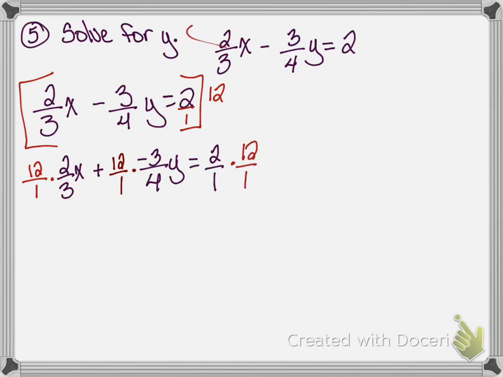Okay, whoops, sorry about that. So now I'm going to start cross-canceling. My 3 goes into 3 one time. It goes into 12 4 times. So then I'm left with 8x.